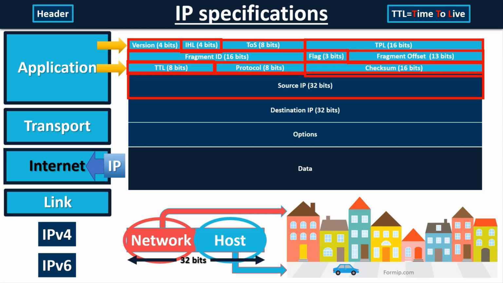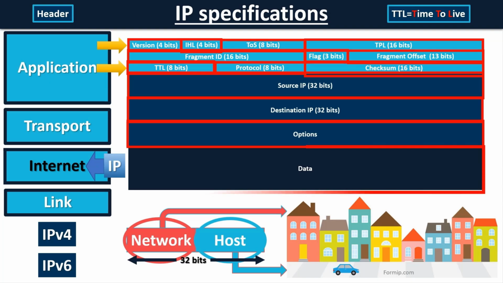The source address is the IP address of the machine which sent the packet. The destination address is that of the machine for which the packet is intended. The options field includes various optional parameters, which are used very rarely. And the data field corresponds to the packet data.